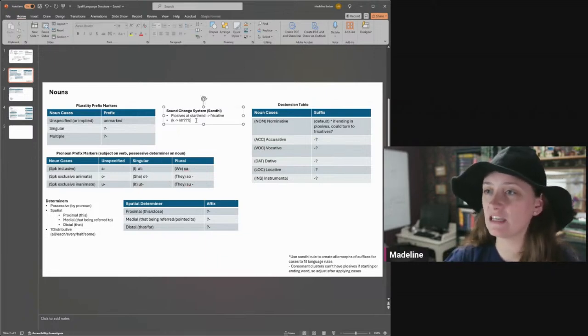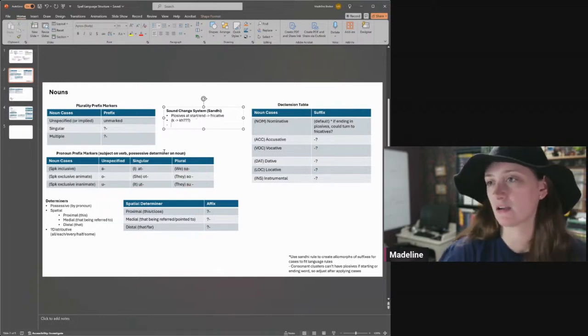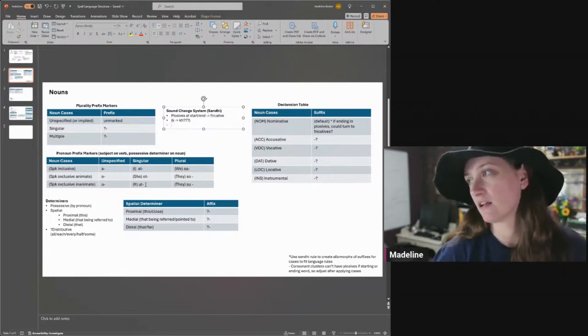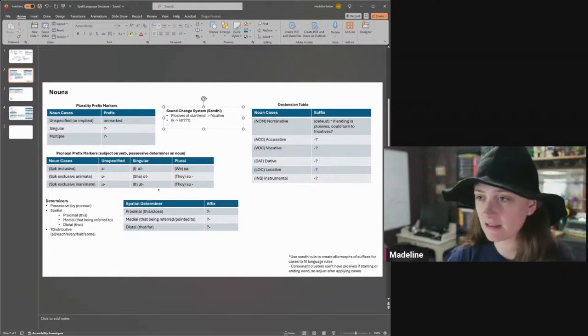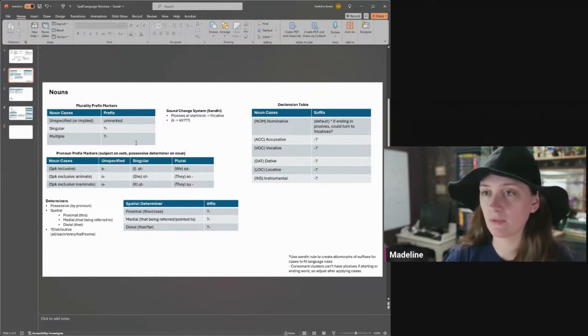We'll have to figure out what the T's would do. Like, would that get an H? Not sure. Well, no, because it wouldn't matter here unless we do the thing where you can't have too many consonants next to each other. I don't know. I think we'll figure that out once we get there. But let's leave that like that for now. And then what else is there? Plurality prefix markers, which is similar to this, right?